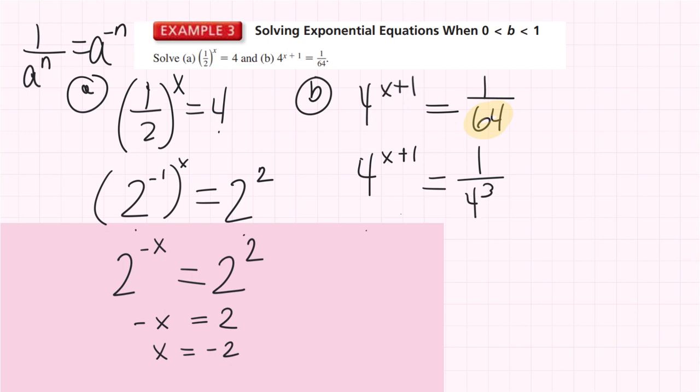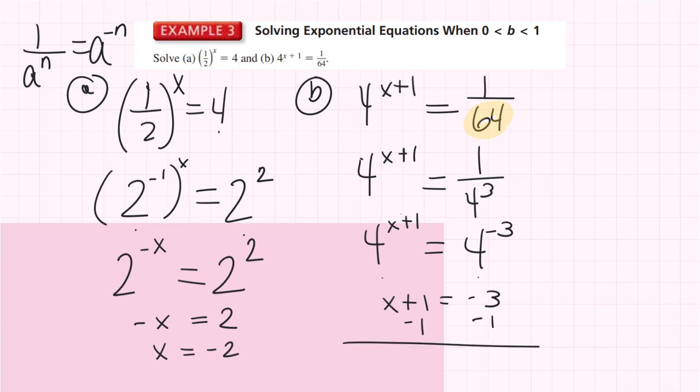Rewrite all this again. We have 4 to the power of x plus 1 equals 4 to the power of negative 3. So all this I did is rewritten, right? Could equate now both of my exponents because I have the same base. So x plus 1 equals negative 3. Get rid of my 1, common term, and x equals negative 4.